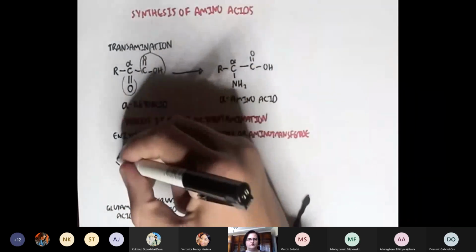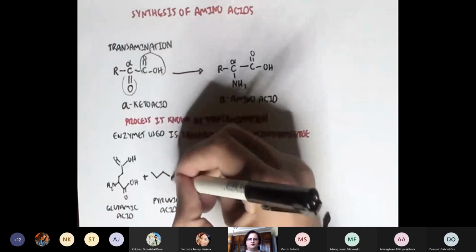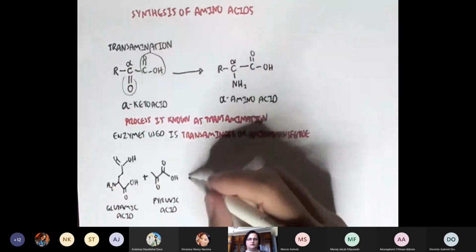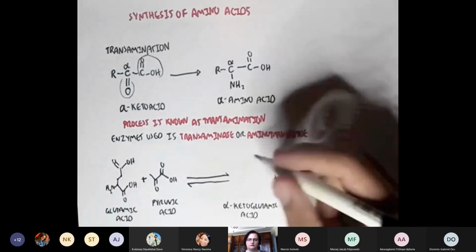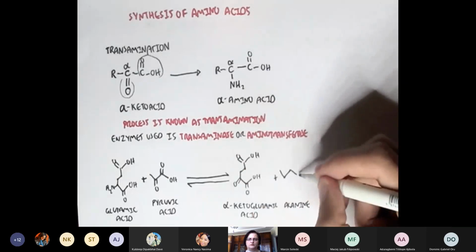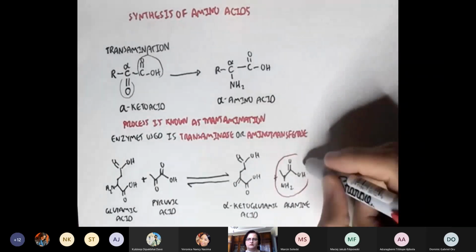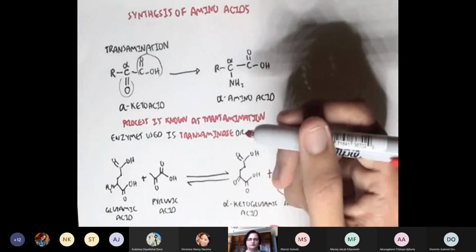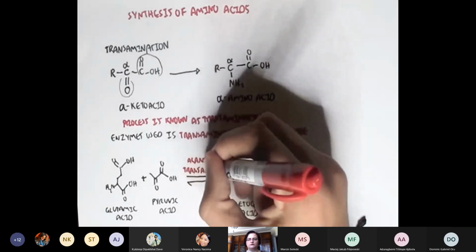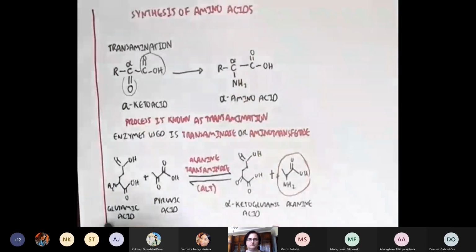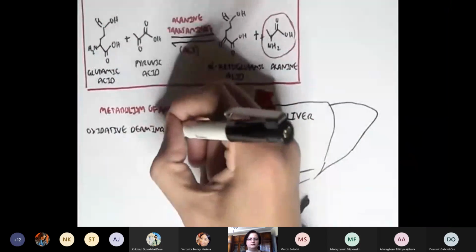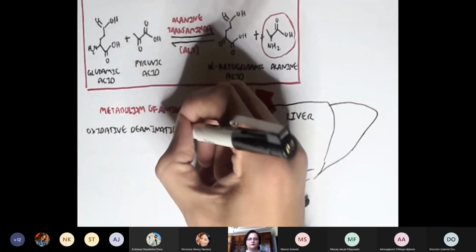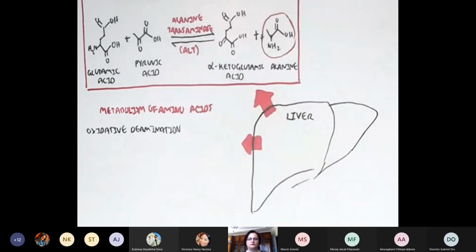One example is if we have glutamic acid plus pyruvic acid, with one enzyme will yield alpha keto glutaric acid and also alanine. Alanine is the amino acid, where the amino group is transferred from the glutamic acid into the pyruvic acid, making alanine. The enzyme used is known as alanine transaminase, or ALT. Note the transaminase. The liver can also metabolize amino acids. A process known as oxidative deamination essentially deaminates a molecule, removes an amine group, which is NH3 or NH2.